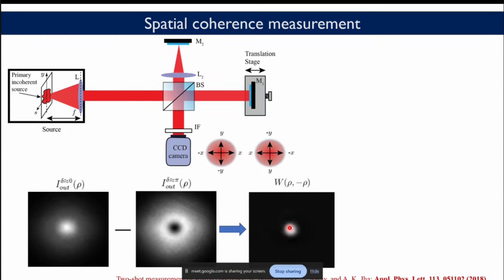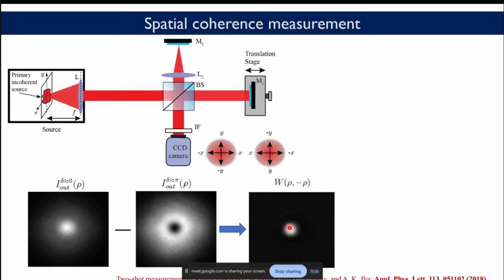Rho is basically two-dimensional: rho means x, y and minus rho means minus x, minus y. We are able to get this coherence function. As you can see in the individual images, there is some noisy background. By the subtraction, we are able to even get rid of that background as well. So in one sense, it's a background-insensitive method.